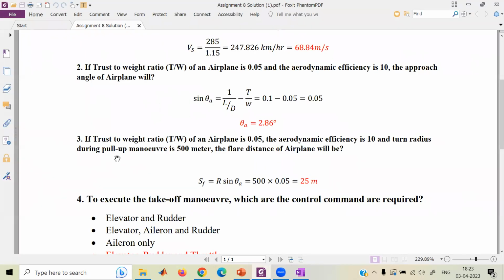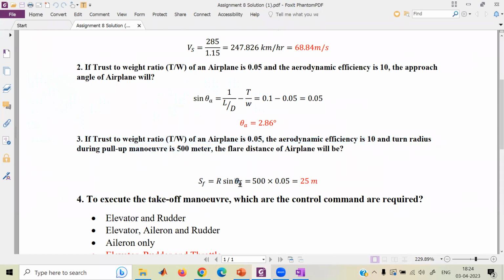Right. So what are we asked? We are asked the flare distance of the airplane. What are we supposed to know from this? How do we come to the flare distance? You can see the equation at the bottom. They are using R and theta A, and R is given as the 500 meter turn radius of the aircraft, and flare distance is connected with that. Can anyone suggest how flare distance is connected with this turn radius, and how do we compute theta A?